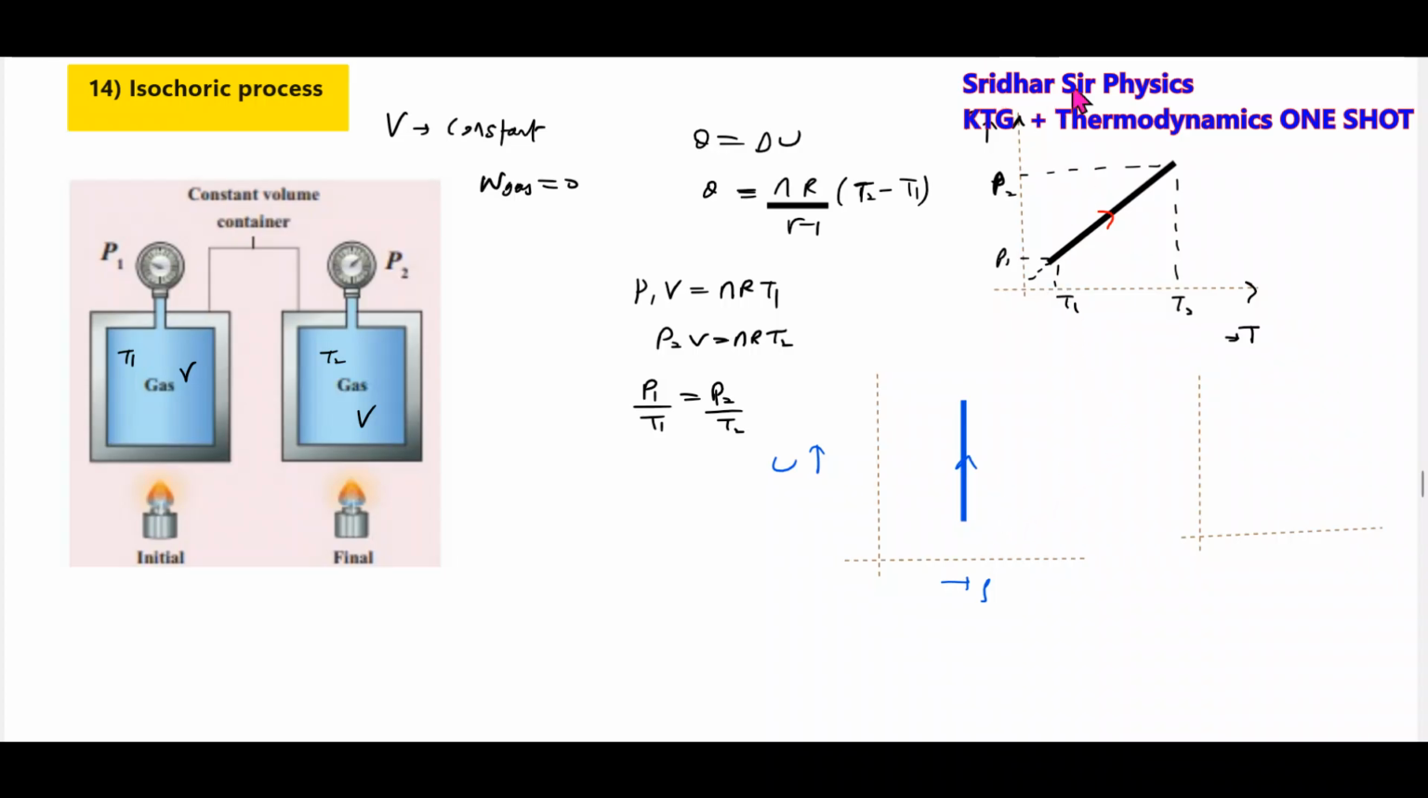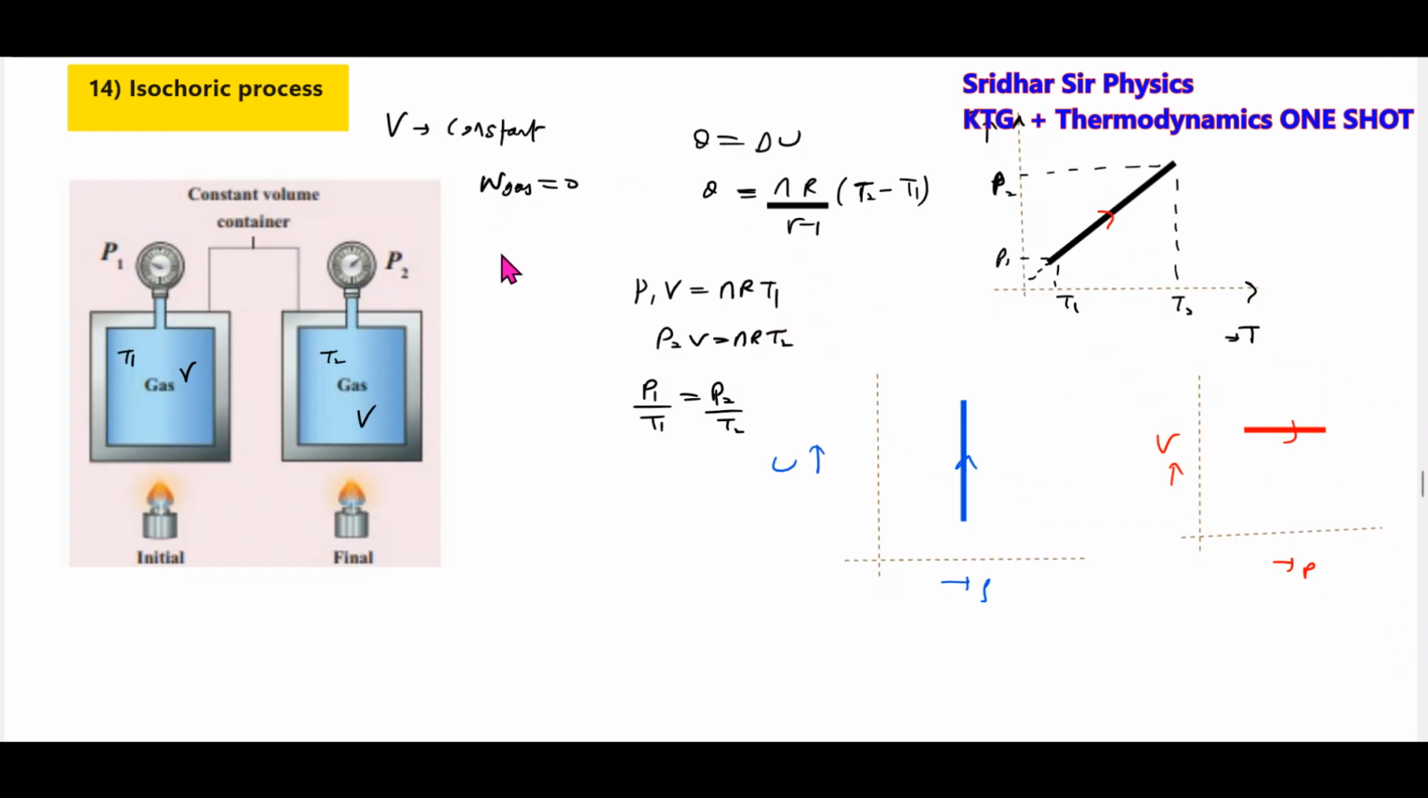And then what about the PV graph, or volume versus pressure? A horizontal line. These are all isochoric processes, work done 0. All the heat supplied will be converted into change in intensity. If you supply heat, the intensity of the gas will increase. If you take out heat, the intensity of the gas will decrease.